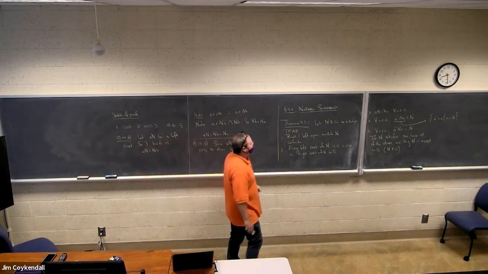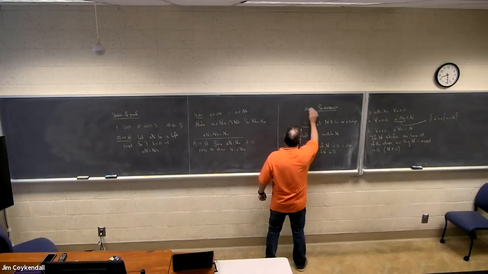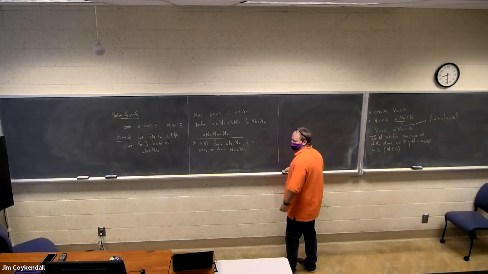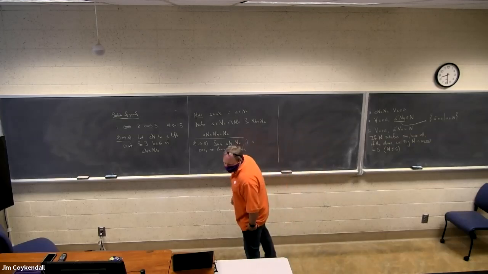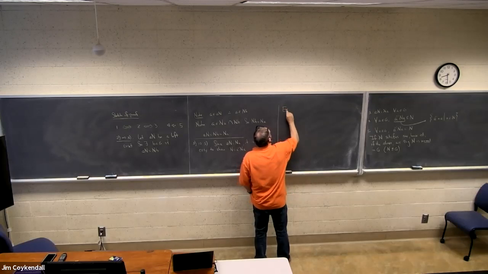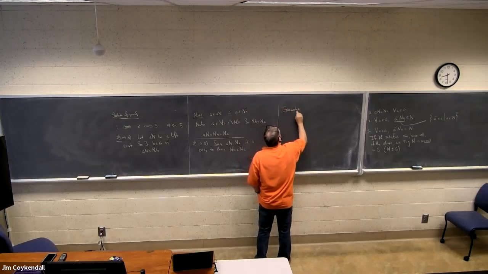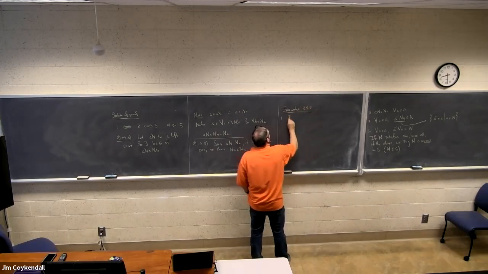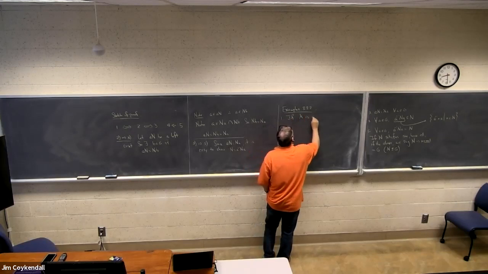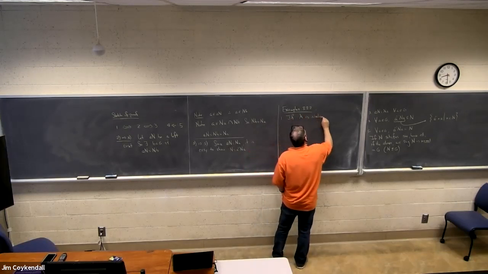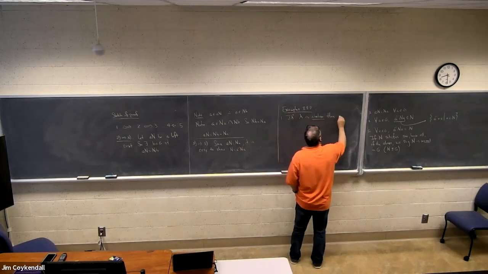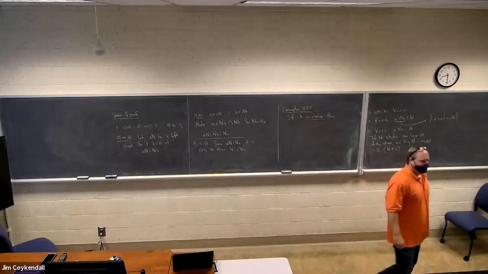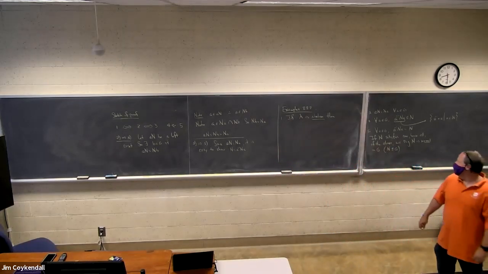Okay, now this is time to do some examples. Examples are very important. Let me start off with an observation. If G is abelian, then what can you say about the subgroups? All of them are normal, right?